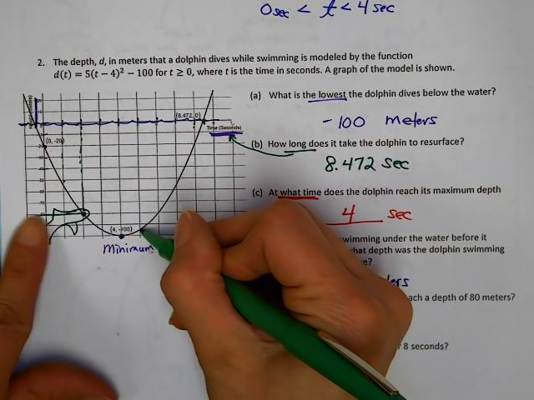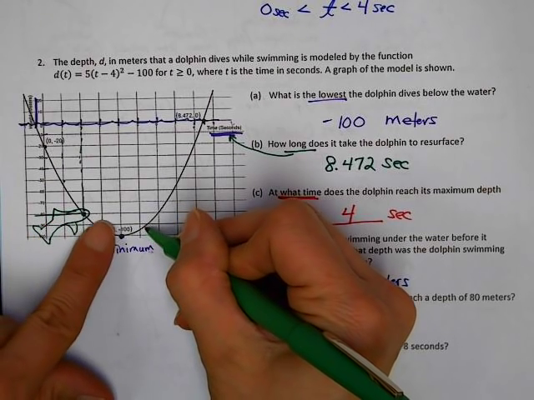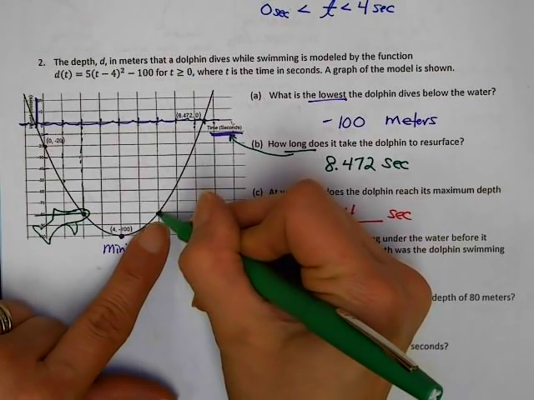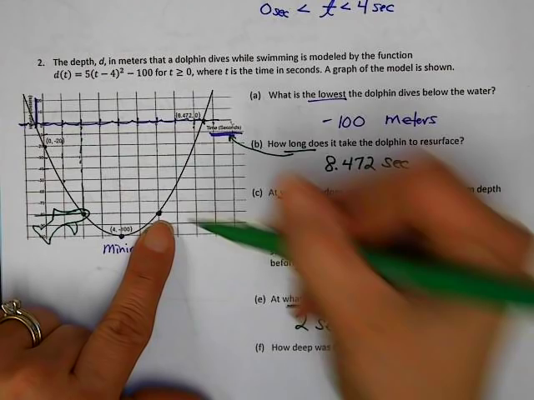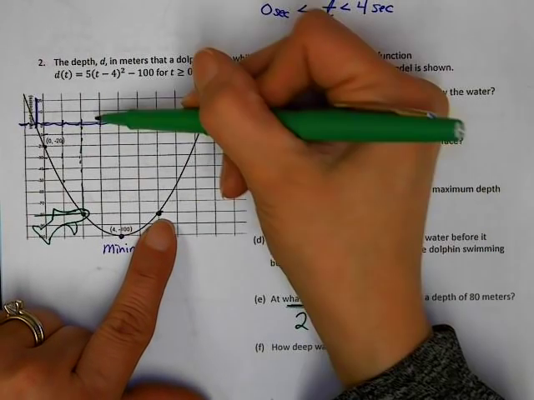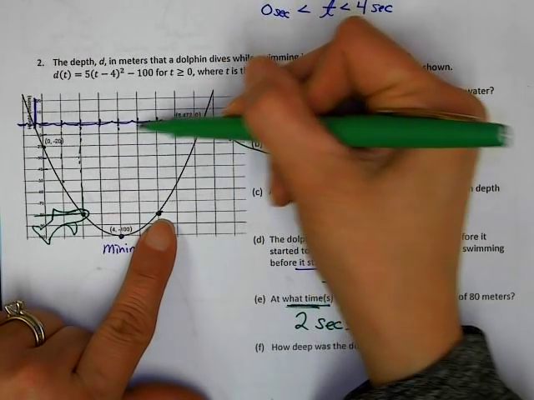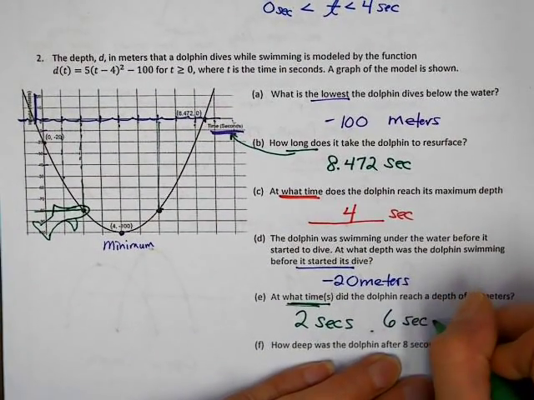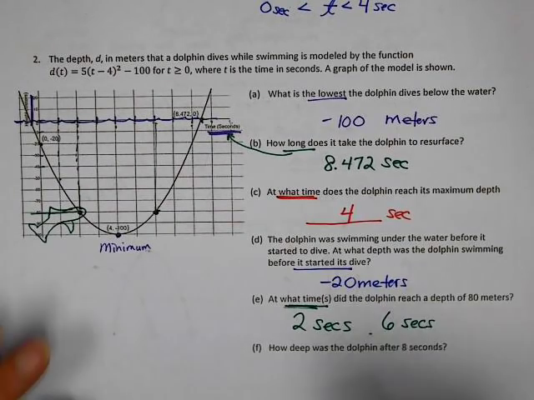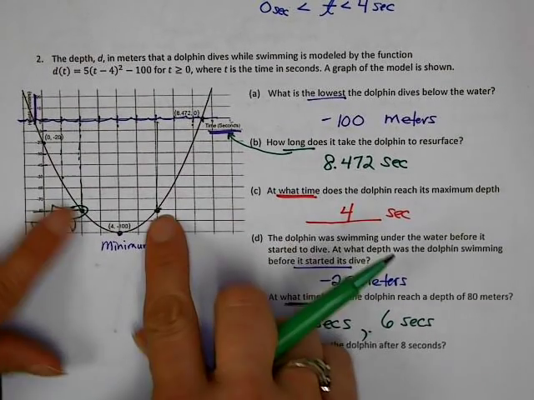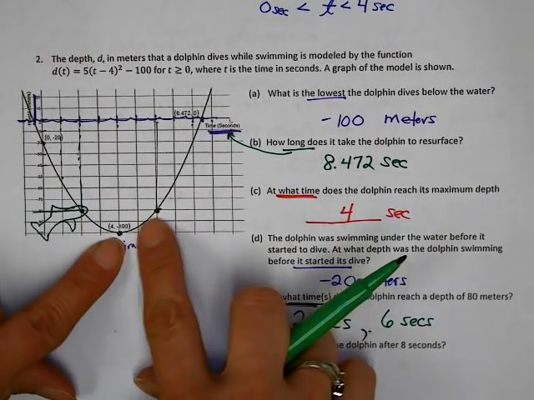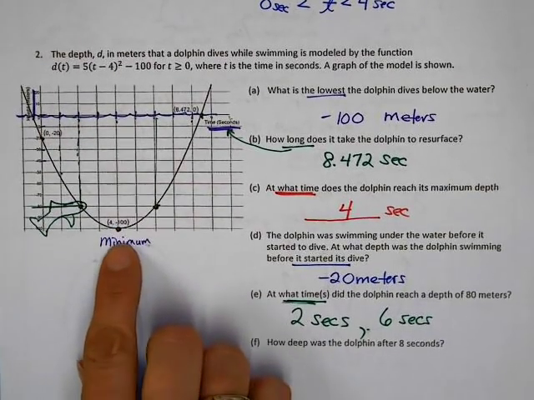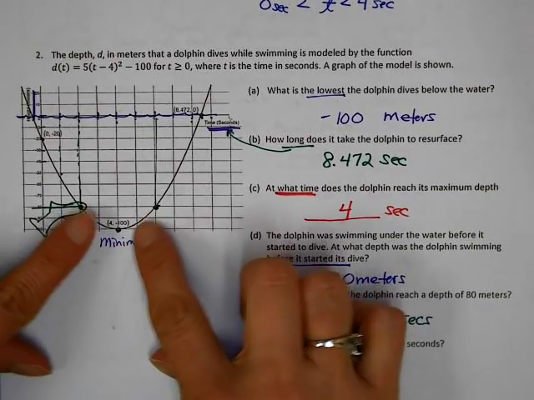Is the dolphin ever at 80 meters? Yes. Once on his way down and once on his way up. What time is this? 3, 4, 5, 6. At 6 seconds, he's at 80 meters. Yes. 2 times, once on the way down, once on the way up. He's only at negative 100 one time. But everything else 2 times.